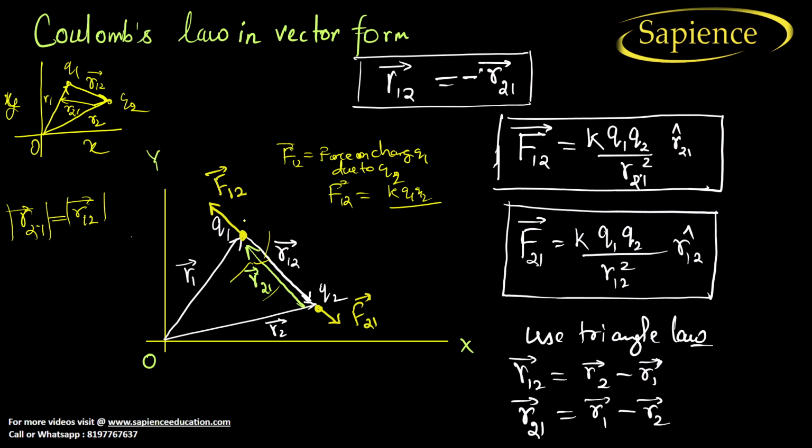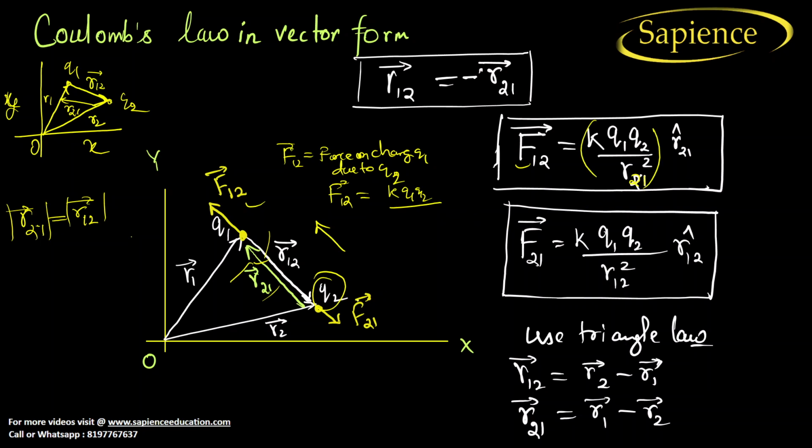The force on charge 1, that is F12, is applied by this q2, so the distance should be taken in this direction. So we can take it as K q1 q2 by the magnitude of R21 whole square, into R21 cap. I hope you have understood this.